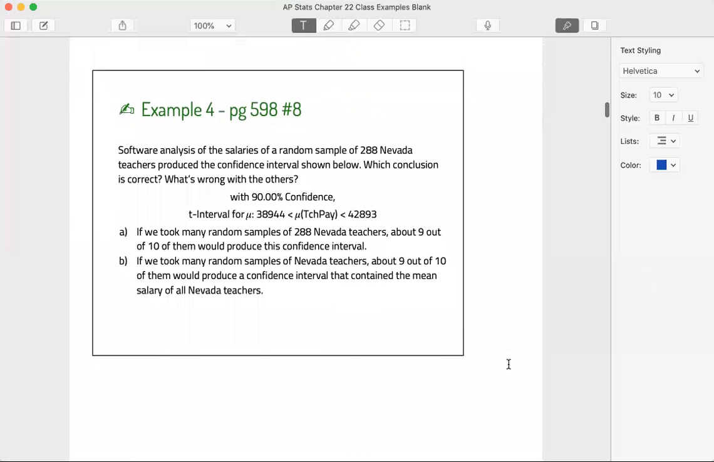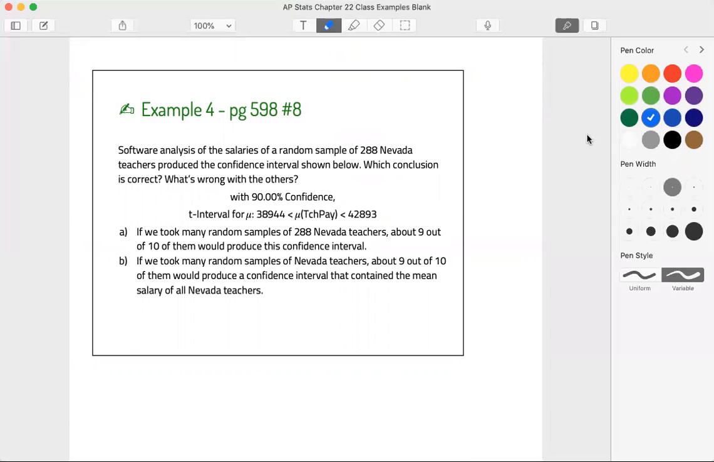All right, so here's example 4. Software analysis of salaries of a random sample of 288 Nevada teachers produced a confidence interval shown below. Which conclusion is correct? And what's wrong with the others? All right, so here's our confidence interval. The T interval produced is between 38,944 and 42,893. All right. So part A, if we took many random samples of 288 Nevada teachers, about 9 out of 10 of them would produce this interval.